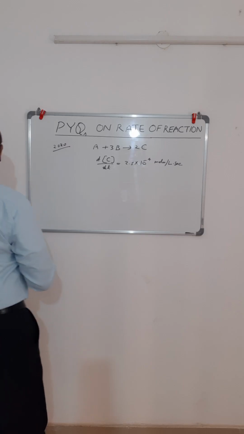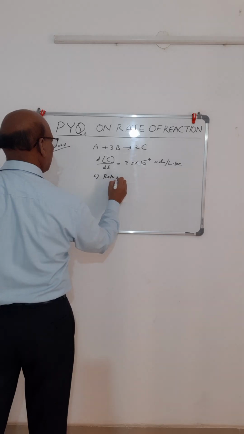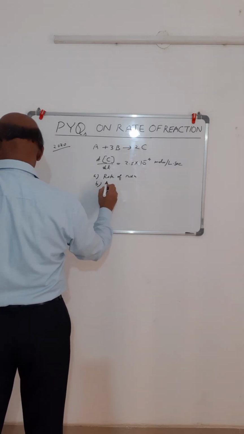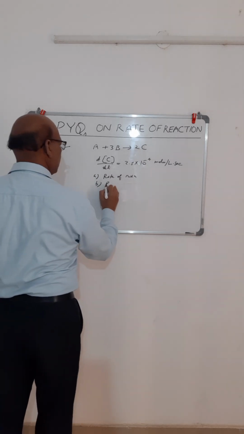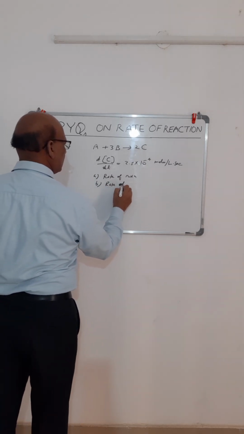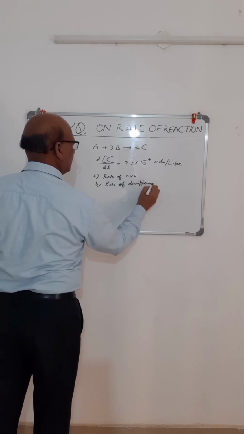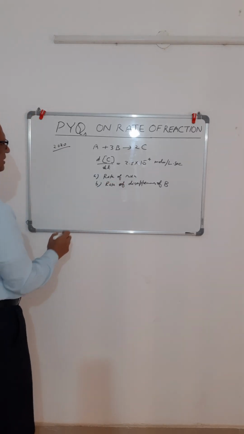Now we have to find out rate of reaction, then we have to find out rate of disappearance of B. So these are the things to be found out. Okay, so first we will write the rate of reaction.